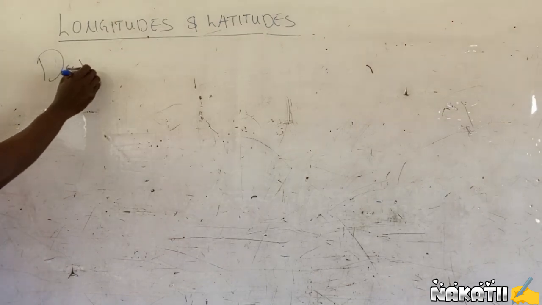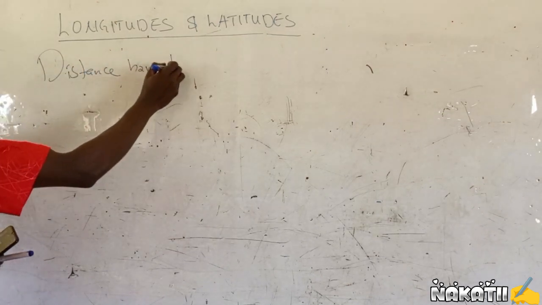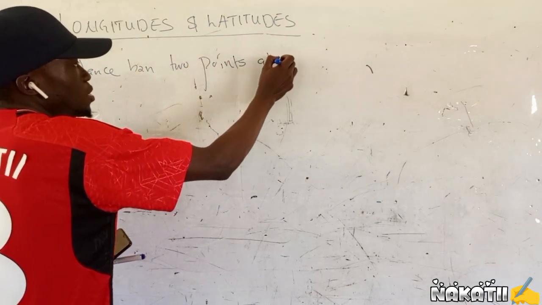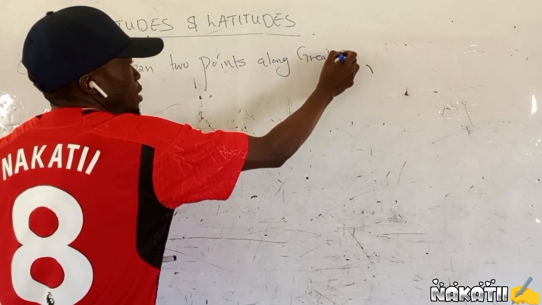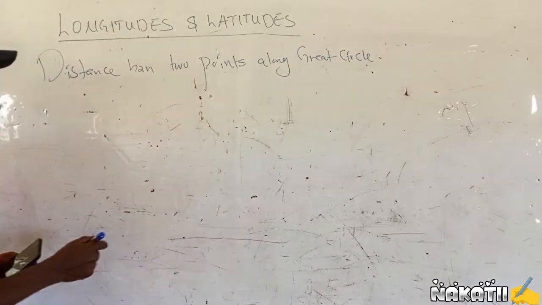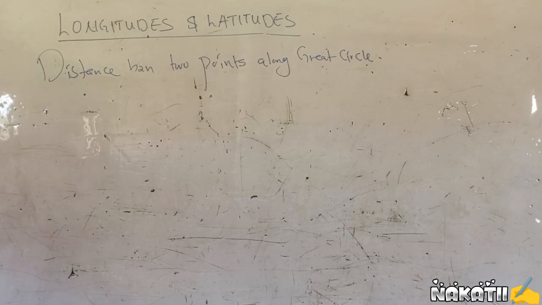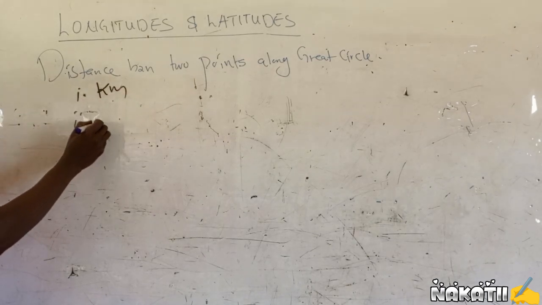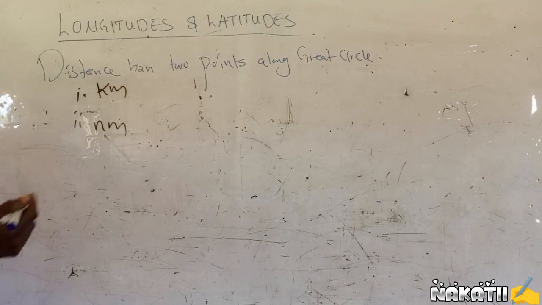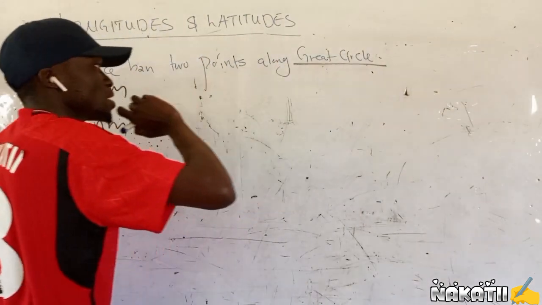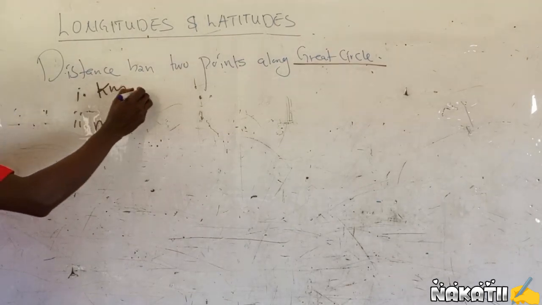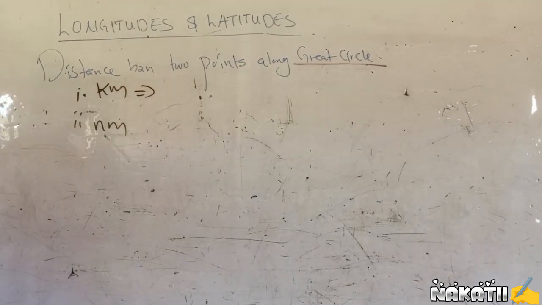Distance between 2 points along a great circle. We always get the distance either in kilometers, Roman 1, or Roman 2, nautical miles. You can always be told. But it's very important to know, are you getting the distance on a great circle or on a small circle? If it is on a great circle and in kilometers, we use length of an arc.